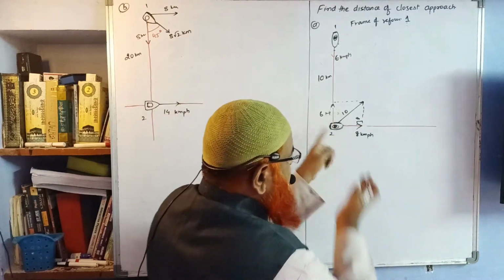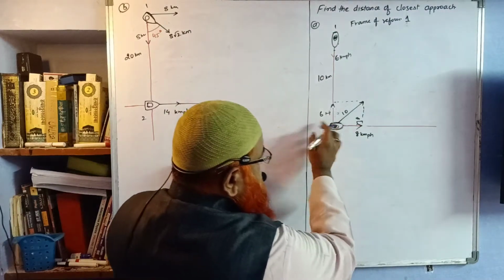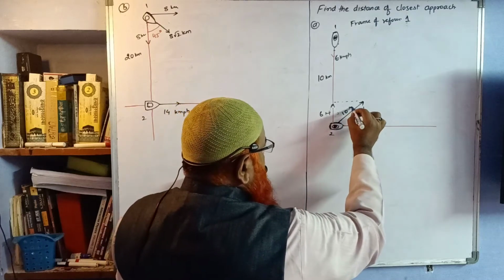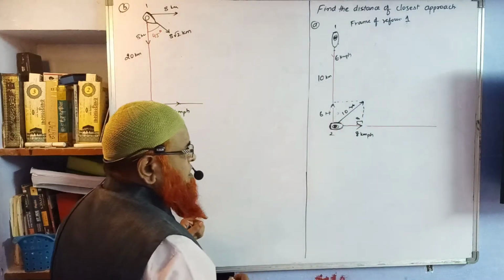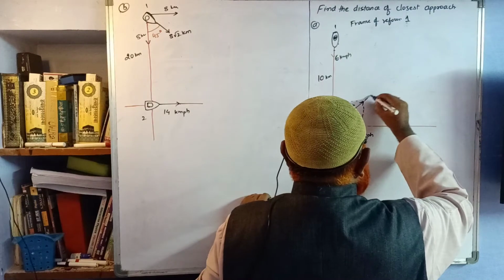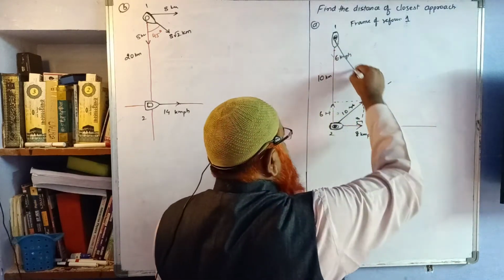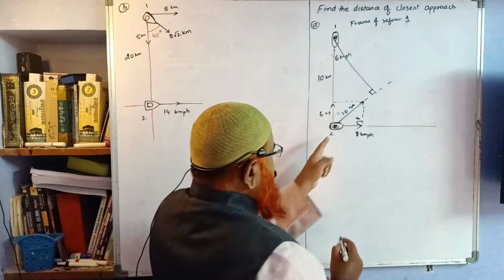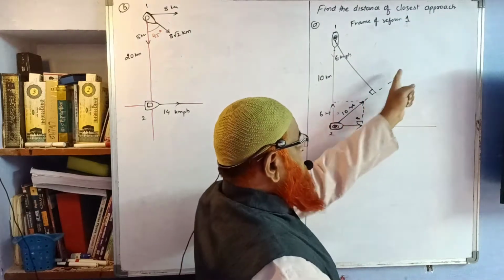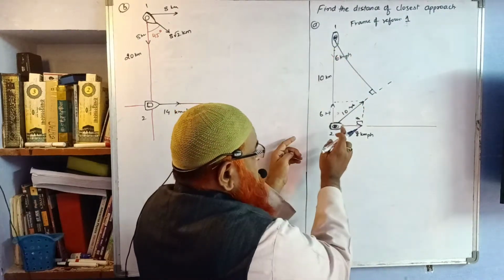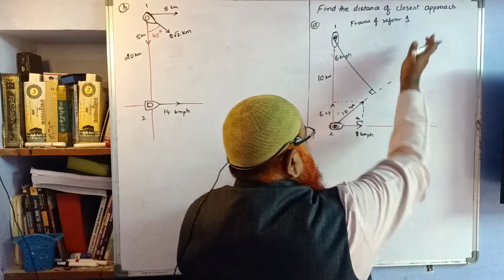So the resultant velocity of these two will become 10 kilometers per hour. Okay, 10 kilometers per hour. Then if I extend this one and drop a perpendicular here, actually this is going to be the resultant velocity. For you, this boat appears to move in this direction.